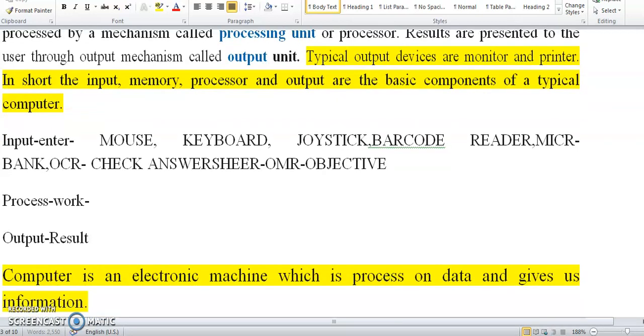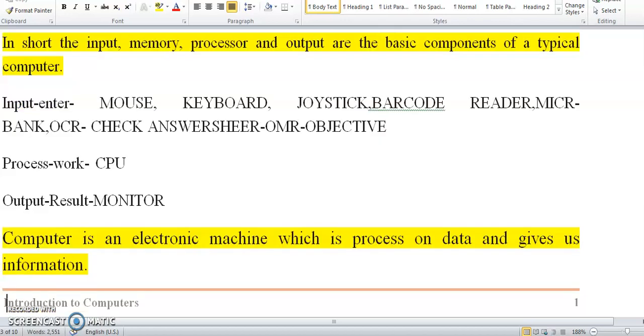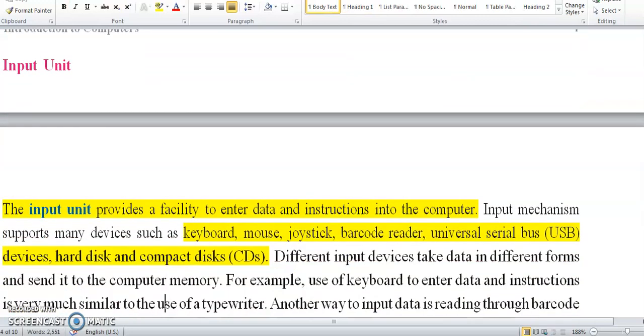Process: it works with the process device, CPU, central processing unit. We will see it later. Output: where we are able to see, it's just like a TV, it's called the monitor. So input provides the facility to enter the data.